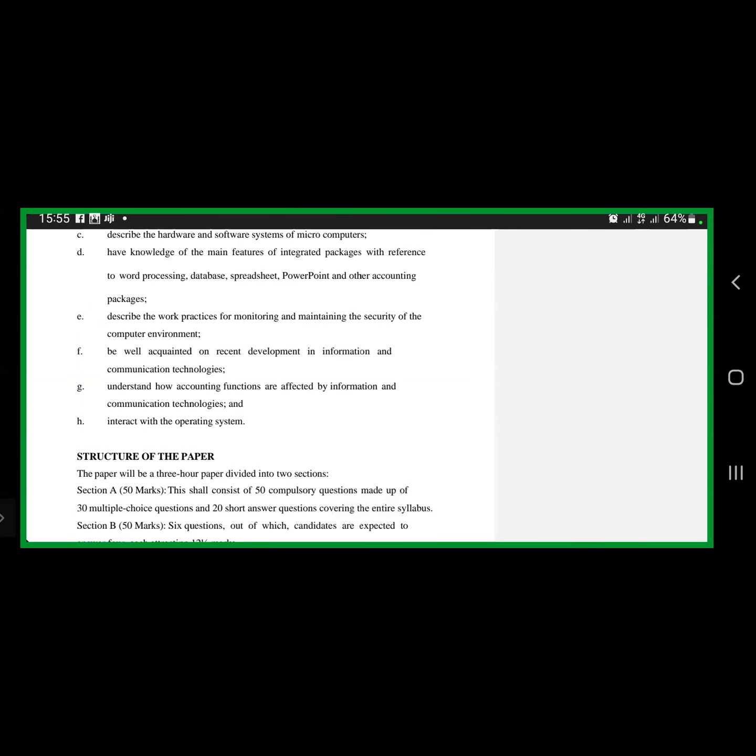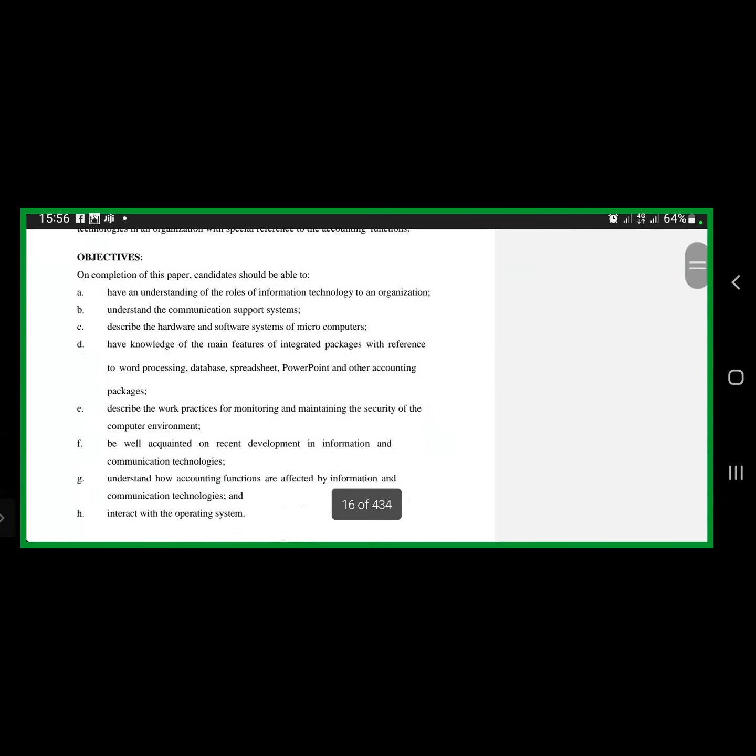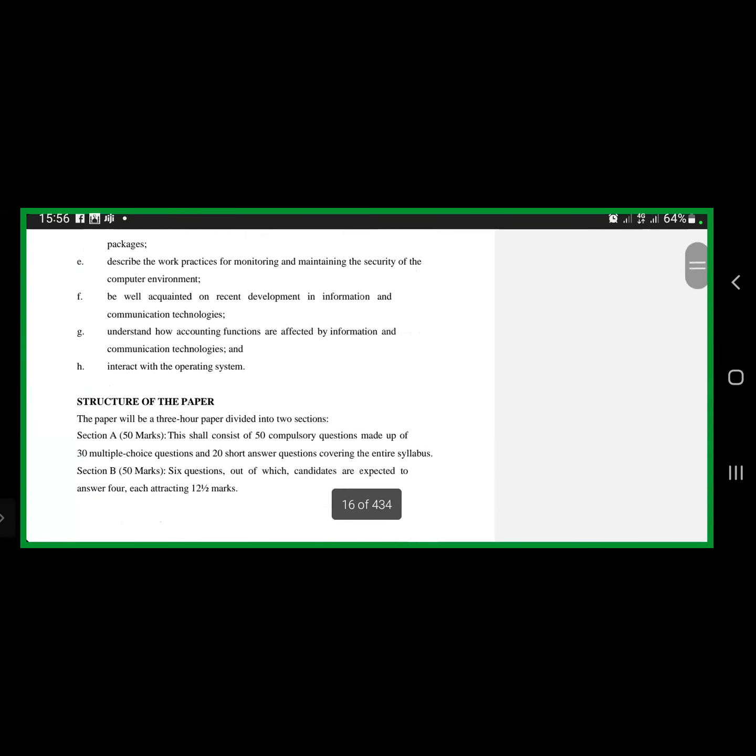Number 7 says, understand how accounting functions are affected by information and communication technology. I'm sure you've heard me mention accounting information. So now we're going to understand how accounting functions are affected by information and communication technologies. Lastly, one of the objectives of this course is to interact with the operating system.